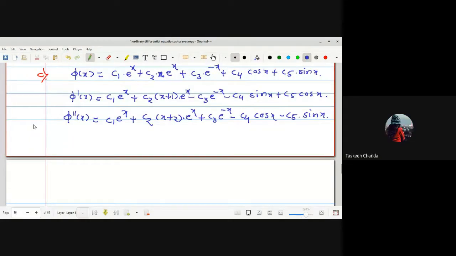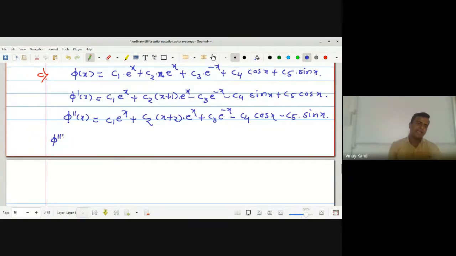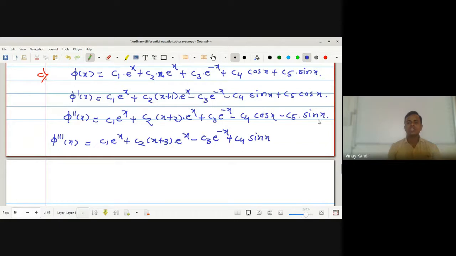Phi triple dash of x is equal to C1 again e raised to x plus C2 x plus 3 into e raised to x. Okay, now minus C3 e raised to minus x. Cos x derivative is minus sin x, so here we get minus minus plus C4 sin x. Sin x derivative is cos x, so here we get C5 cos x.